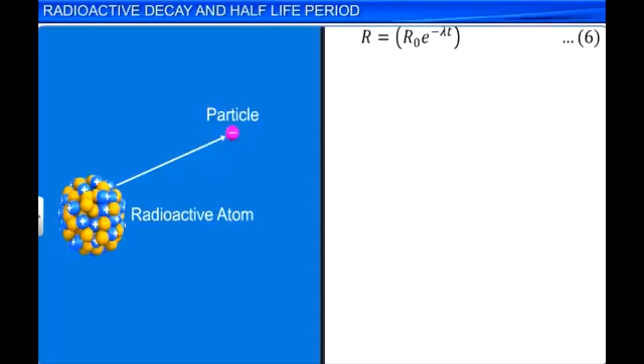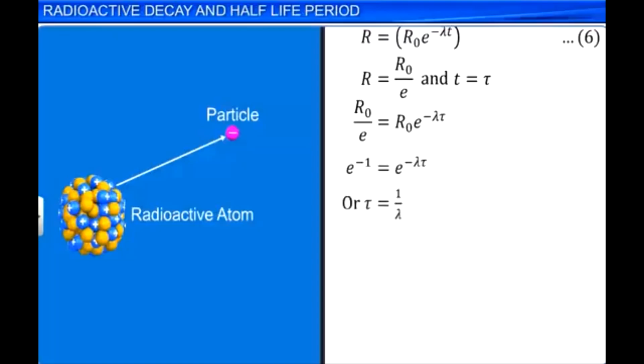Let us now substitute R equal to R naught by e and t equal to tau in equation 6. We get R naught by e is equal to R naught into e power minus lambda tau. On simplifying, we get tau is equal to 1 by lambda. It shows that mean life tau is the reciprocal of the disintegration constant. Now, T half is equal to 0.693 tau.